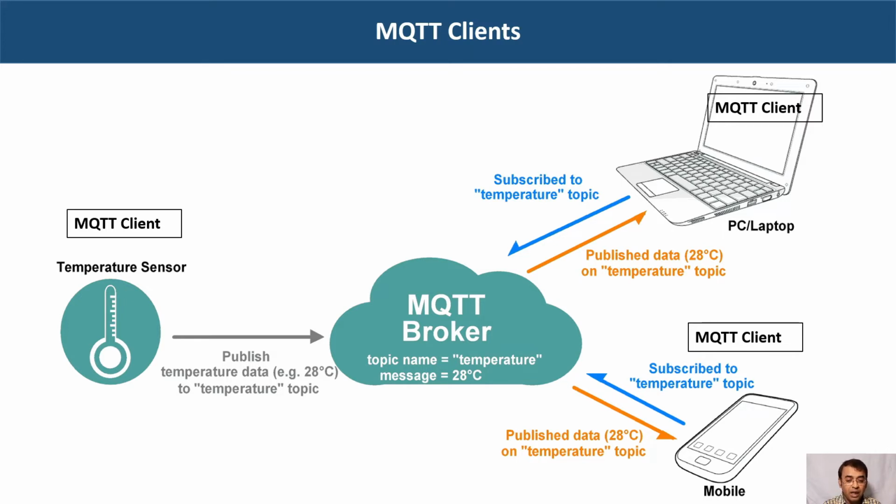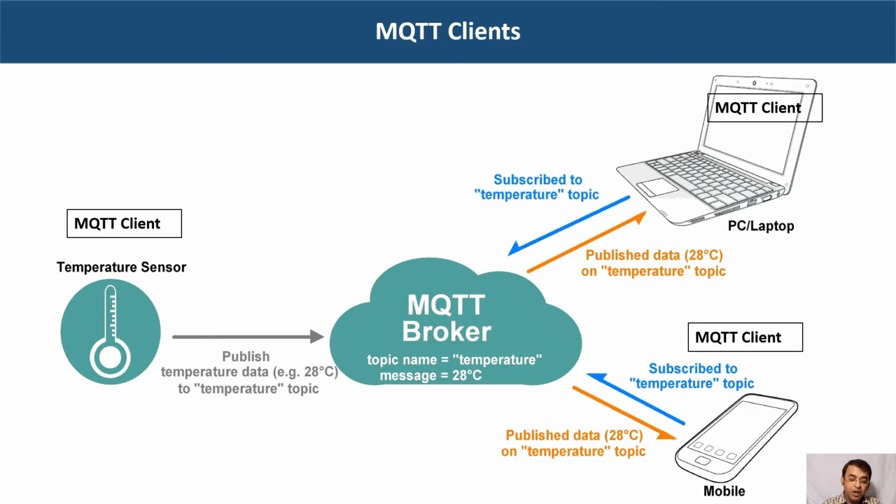So guys, you can see here, from the temperature sensor, one arrow is going to the MQTT broker. That means the sensor can transfer data to the MQTT broker. And that means the sensor is publishing data to the MQTT broker. So guys, you can see below the arrow, publish is written. That means the temperature sensor is publishing data to the MQTT broker.